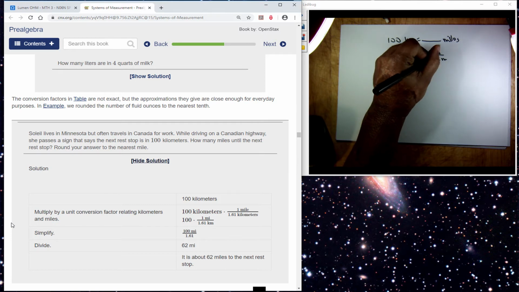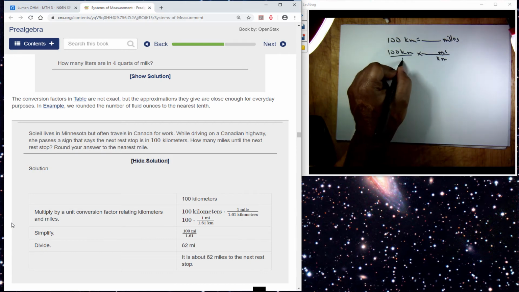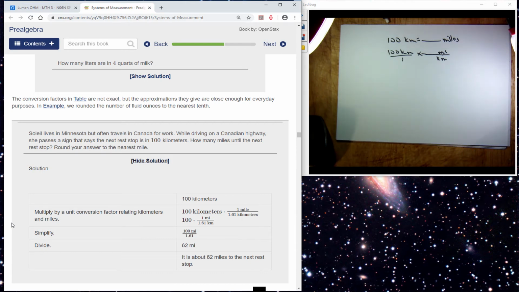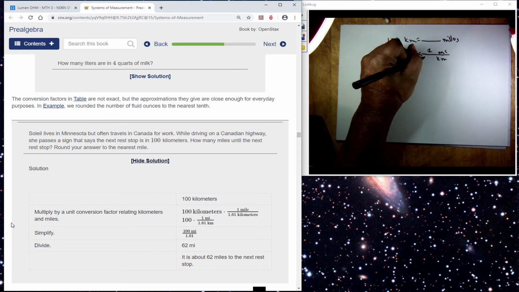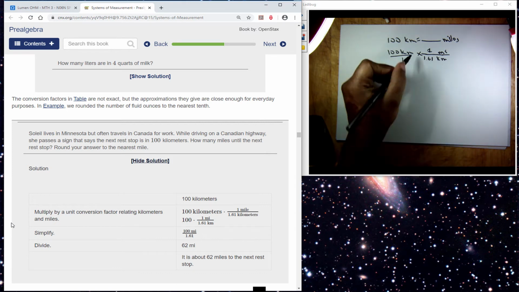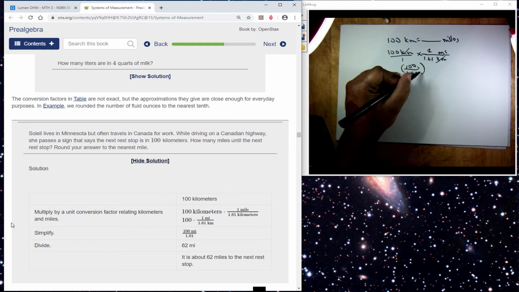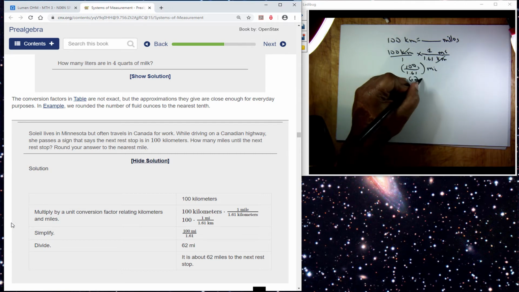We're going to replace it with miles. Now I want to think about the relationship between miles and kilometers. Well, 1 mile is 1.61 kilometers. Now I can multiply this out, and kilometers cancel out, and I'm left with 1,000 over 1.61 miles, which is going to be 620 miles.